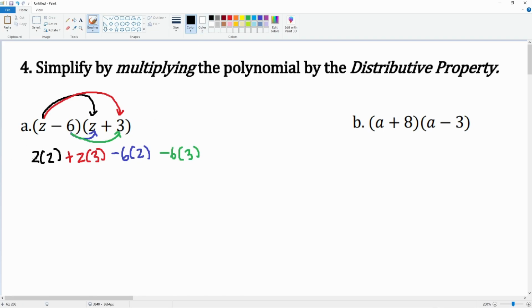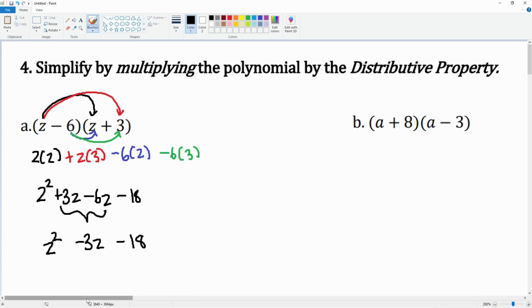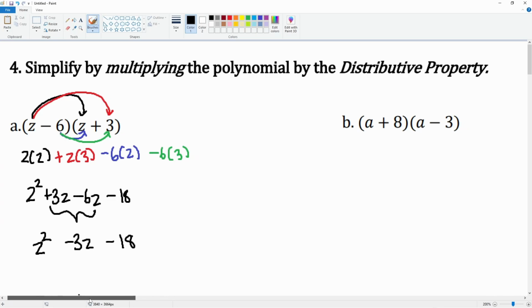Okay. All right. Z times z, z squared. Z times 3, it is 3z. -6 times z, -6z. -6 times 3 is -18. Make sure you combine like terms right here. 3z minus 6z is minus 3z. Bring down the z squared and bring down the minus 18. Z squared minus 3z minus 18 will be the final answer.